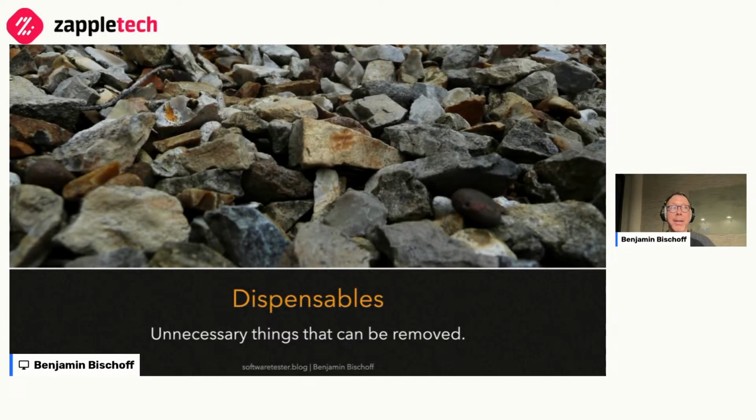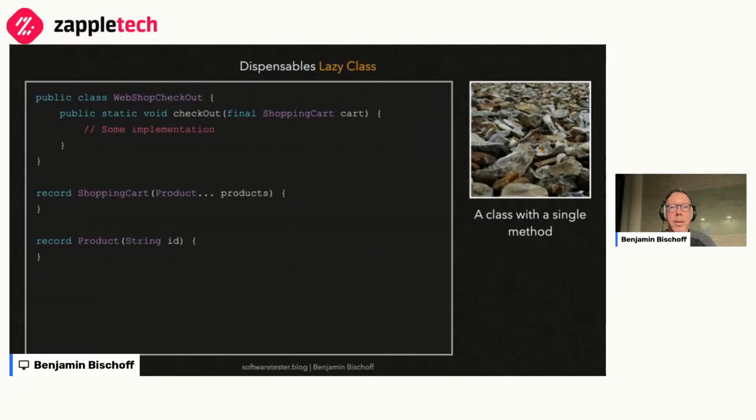Well, we're getting along quite well. We are already at the dispensables. This is one of the easiest categories because this is about unnecessary things in your code that can most likely be removed. A lazy class is an example.